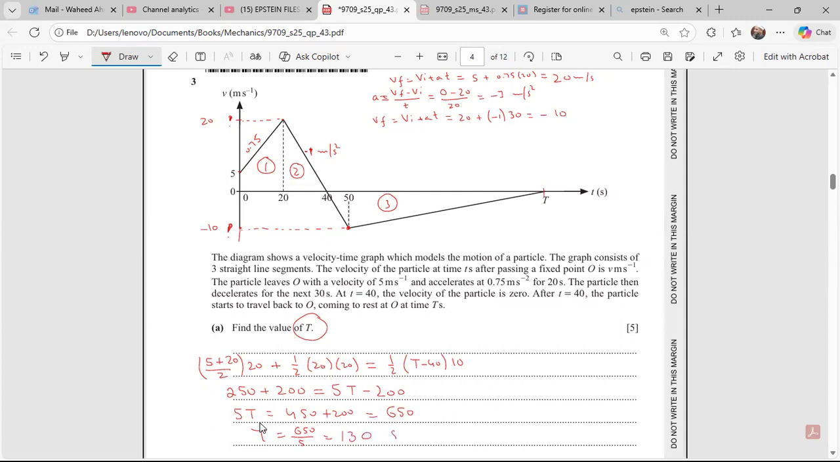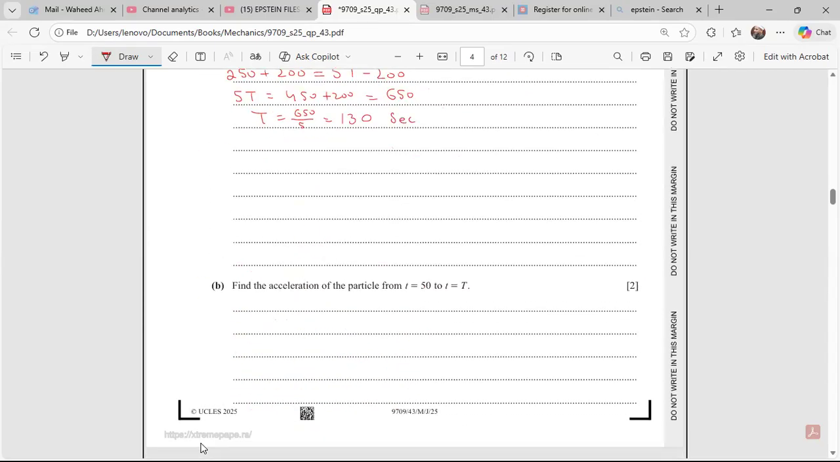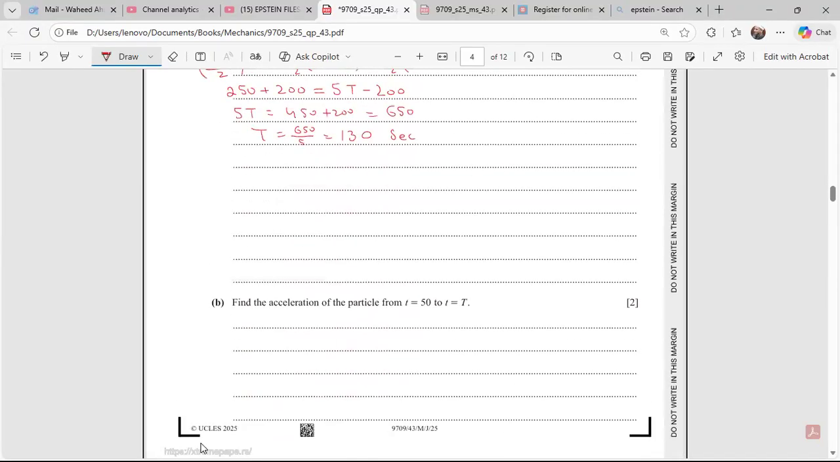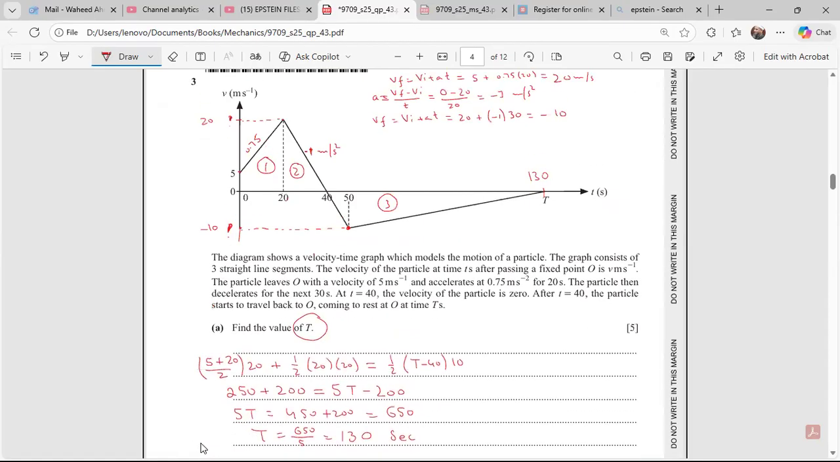130 seconds. Okay, so this t is 130 seconds. So this was part A of this problem. Now part B says find the acceleration of the particle from 50 to t. So from this point to this point. So what is the acceleration over here?